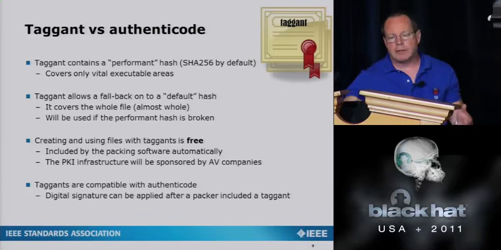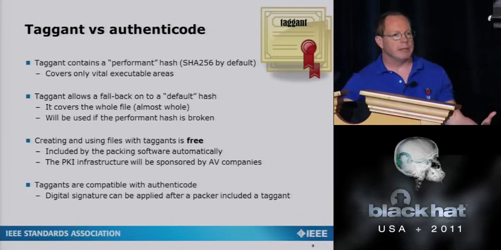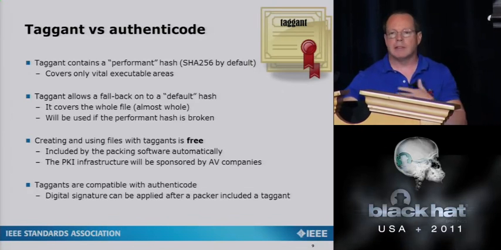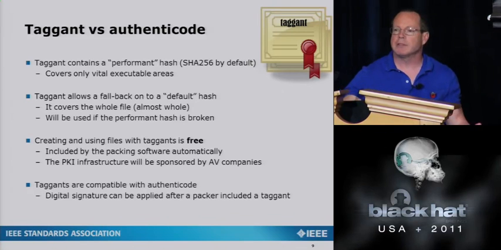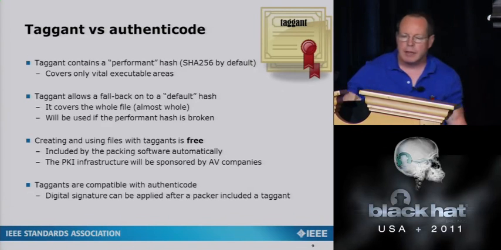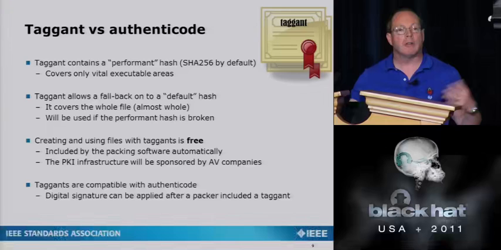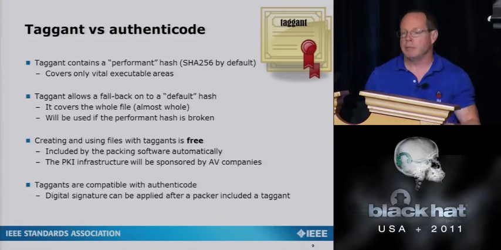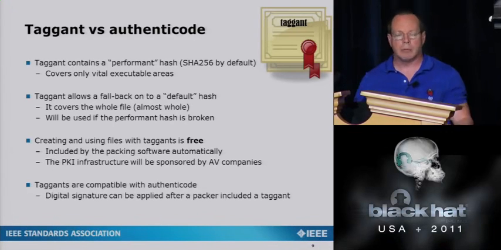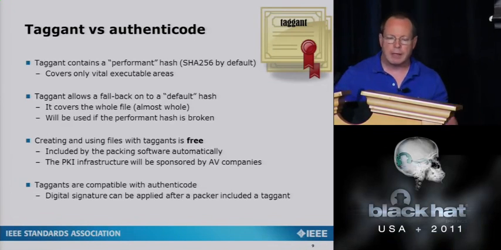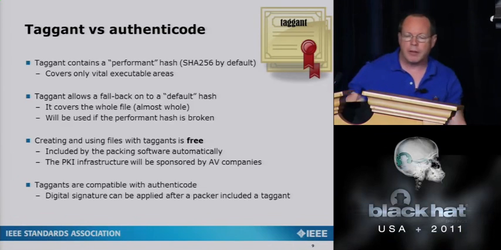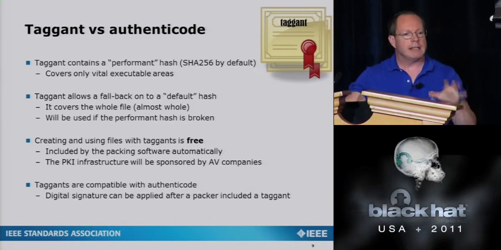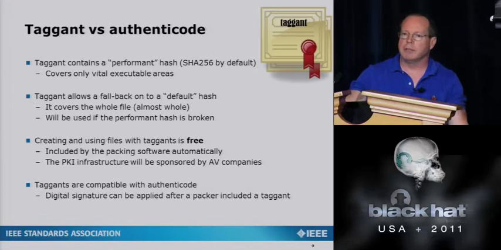Creating and using files with Taggants is free. Once you've bought the packer license and you've activated your license, every time you pack a program, the Taggant is automatically applied to it. You don't have to do any extra steps. There's nothing else for you to buy. The PKI infrastructure that's necessary to drive all this will be supported by the AV companies. We're paying for it, providing it free of charge to the packer companies and to their end users. And the Taggants are compatible with Authenticode. You can take a file that has a Taggant and apply a digital signature to it, and the Taggant will still be valid, and the digital signature will still be valid.